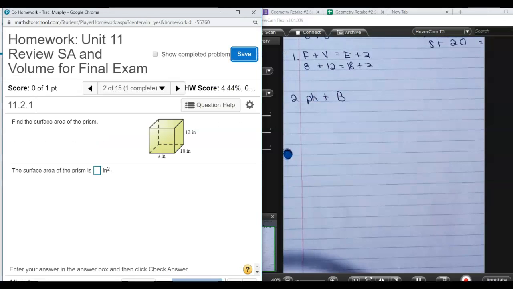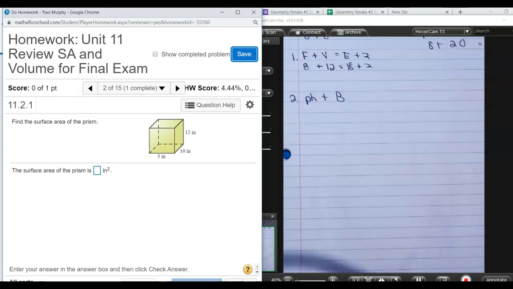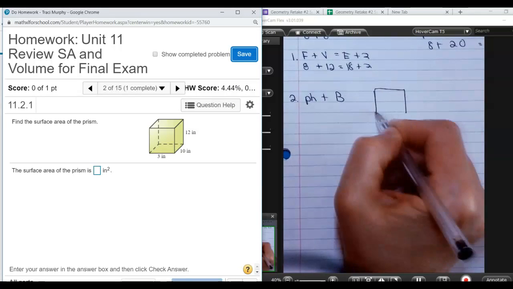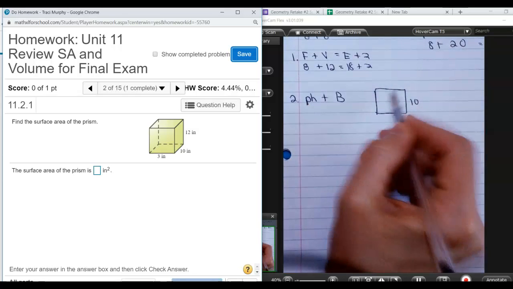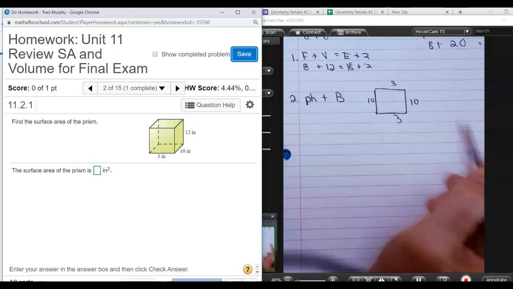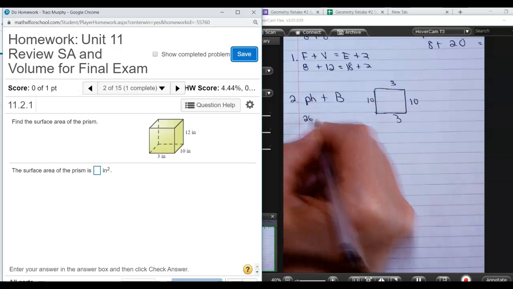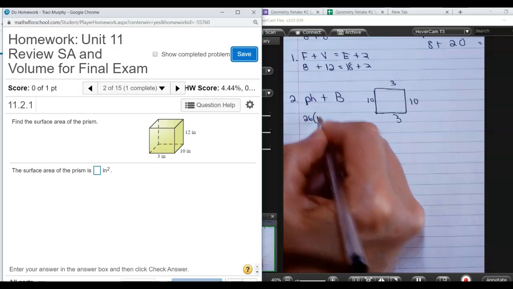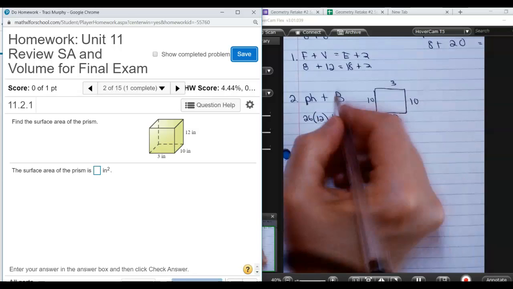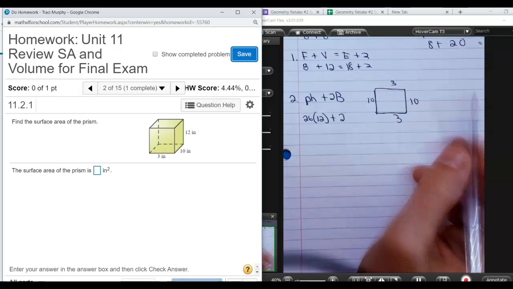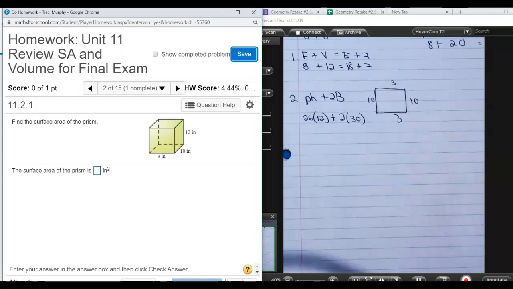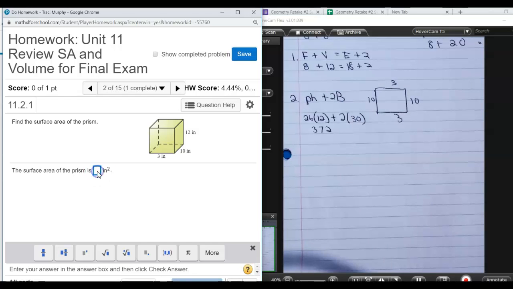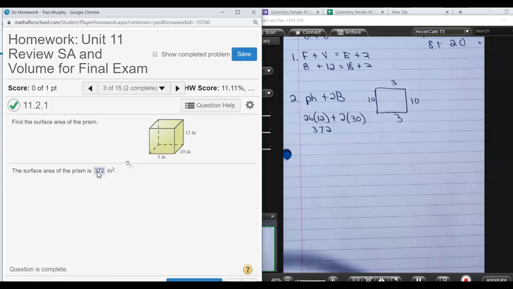Okay, the next one we're looking for surface area. I wrote down my formula for prism. The base in this particular case has dimensions that are 3 by 10. So the first thing I need is the perimeter of that, so I'm adding up all 4 sides. That gives me 26. If I go back and look at the figure, the height of the prism is 12. And then I need 2 big B, which is the area of the base. One of those bases is 30. So I'm going to grab my calculator and plug that in. Okay, plugging that in, I ended up with an area of 372.